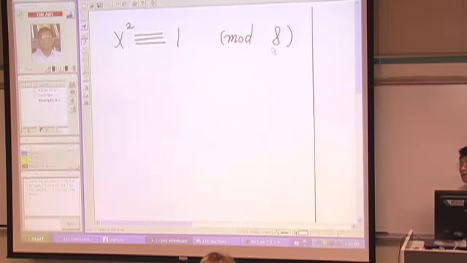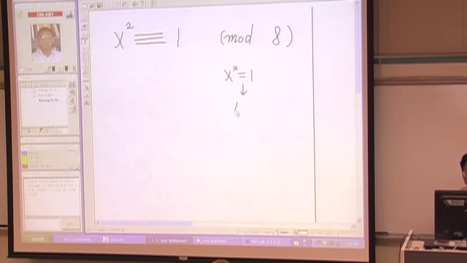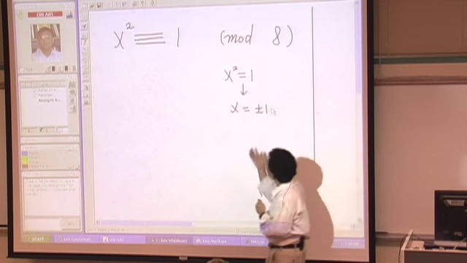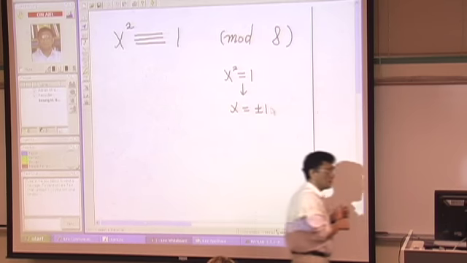When you do modular calculation, sometimes we have different results than usual. For instance, if we solve the problem like this without any modulus, we just get the solution such as these. And these are the only possible solutions in general. But when you use this modular calculation, it's not necessarily true.